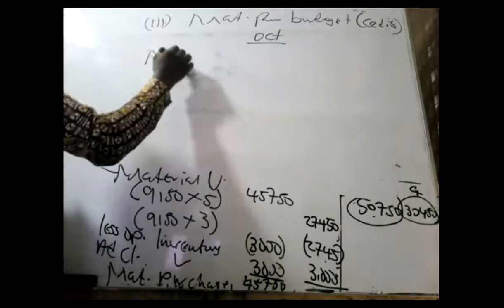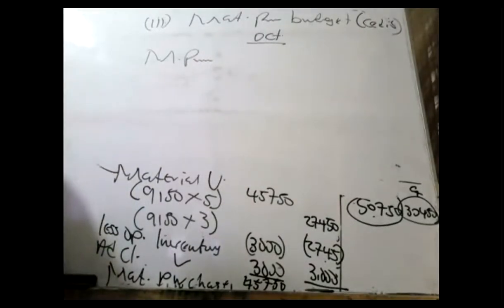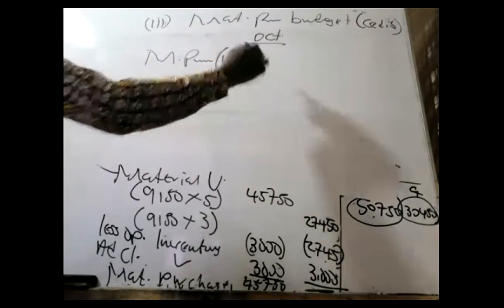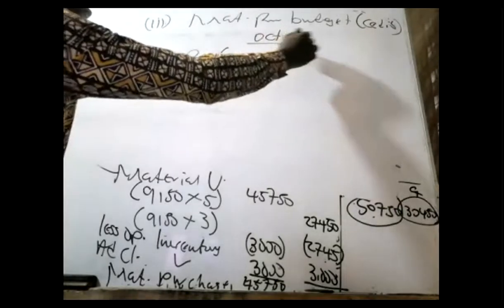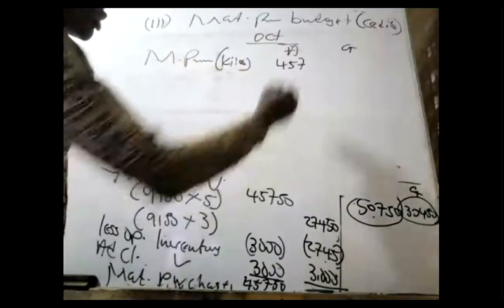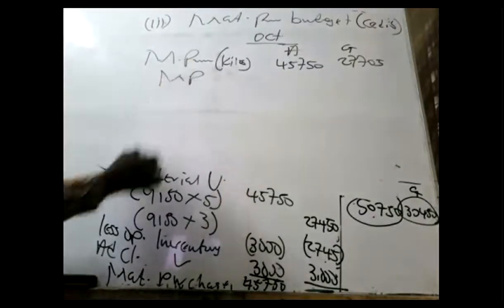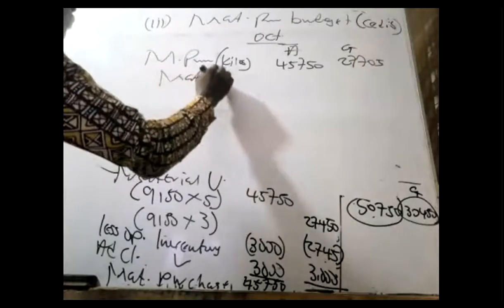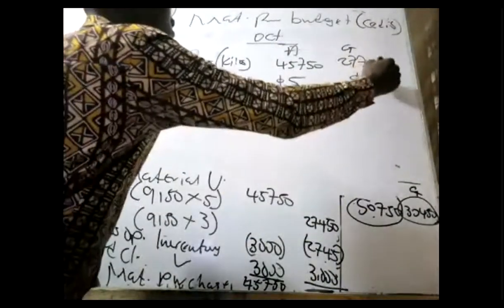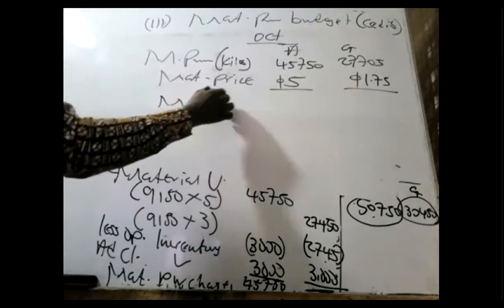So tell the examiner material purchases in kilos. The material purchases is in brackets, in kilos. We have the first material and then ginger. That one was 45,750 and 27,705. That is the material price. Let me write it in. Material prices, this is 5 Ghana cedis for one and 1.75 for the other. For the value, the material cost will be used.